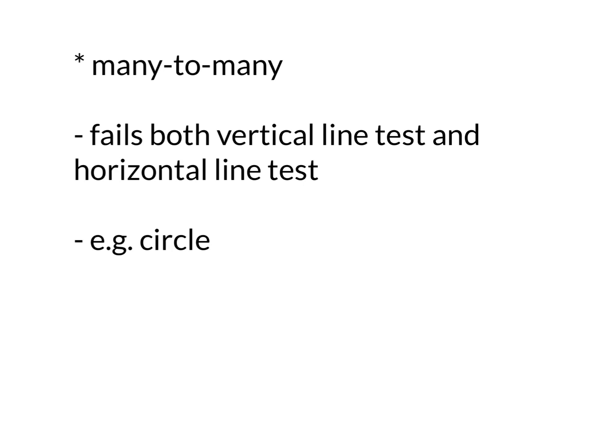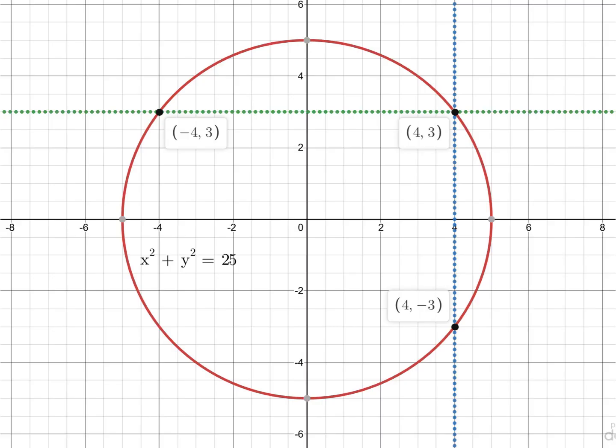And the final one is a many-to-many, and it fails both the vertical and the horizontal. The circle is a really good example of this. As you can see, the blue line representing the vertical line test passes through 2 points, and the green line representing the horizontal passes through 2 points. So it fails both.